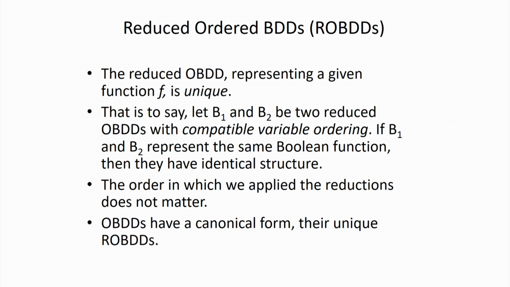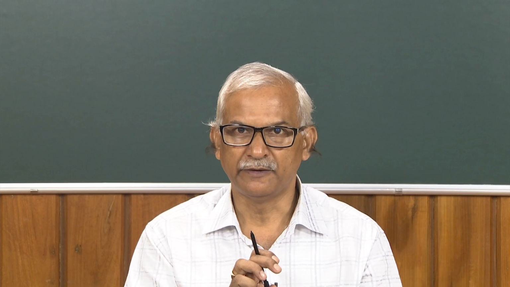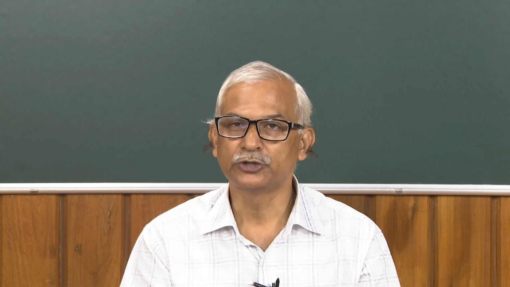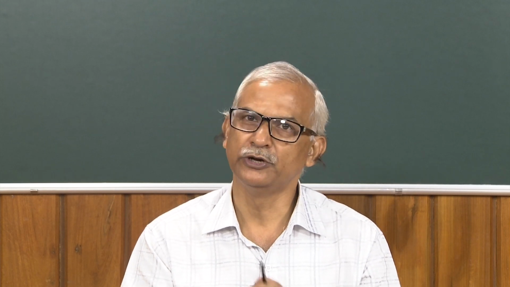Now, what are the properties of ROBDD? The reduced ordered BDD, or ROBDD, representation of a given function is unique. That means, if you represent a given function with an ROBDD, a reduced ordered binary decision diagram, then you are always going to get a unique representation.